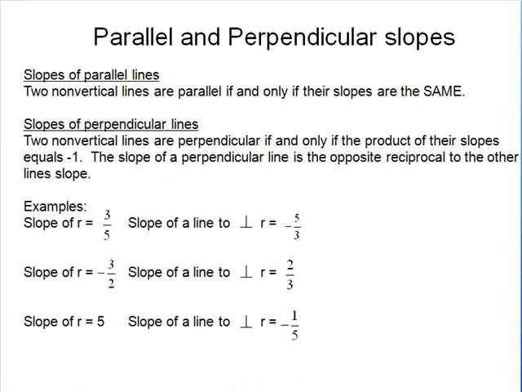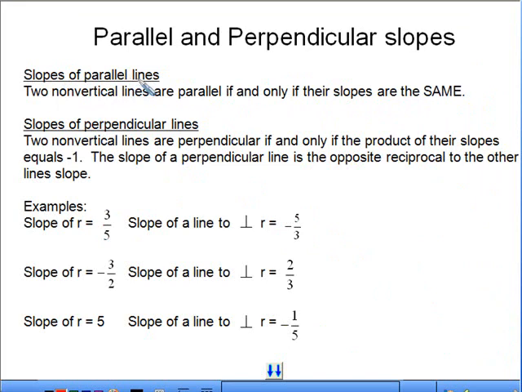Parallel and perpendicular slopes. Now slopes of parallel lines. We all know what parallel lines are from geometry. Parallel lines are two lines that if we go on forever, they're never going to touch. These two, for example, would be parallel lines. Just imagine them going on forever. They're never going to touch. Now parallel lines have the same slope. So the slopes are the same if the lines are parallel. So let's say the slope of this first line is -2. The slope of this second line is also -2.